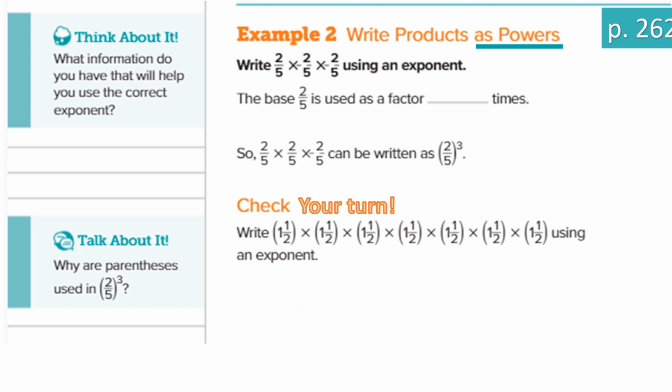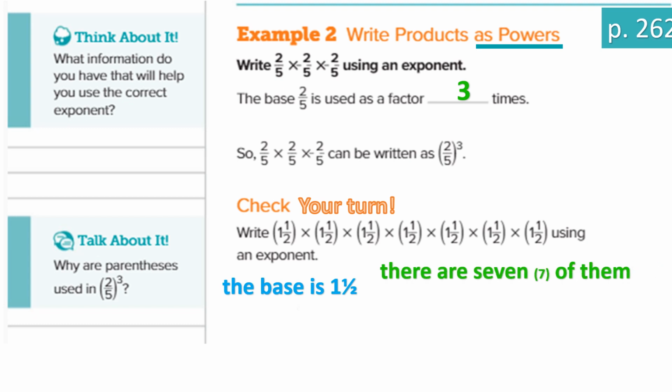So hopefully you realize your base is 1 1/2, since I said it so many times, and that your exponent is 1, 2, 3, 4, 5, 6, 7 of them, right? So if I have 7 of them, I have 1 1/2. And if there's an exponent of 7, then I want to put my 1 1/2 inside of parentheses so that there is indeed clarity between my numerator and my exponent of 7. So hopefully you got 1 1/2 with an exponent of 7.